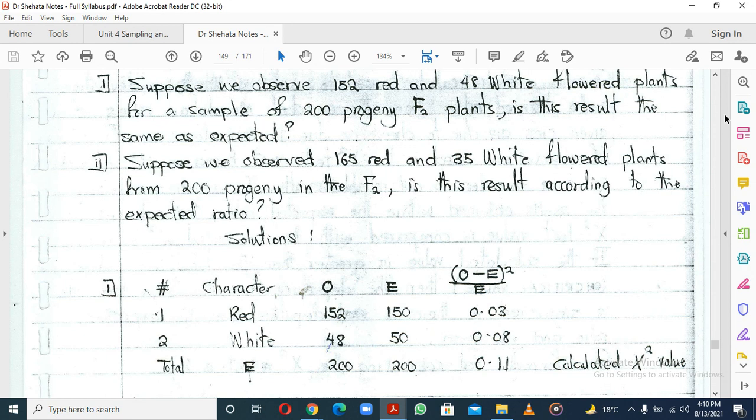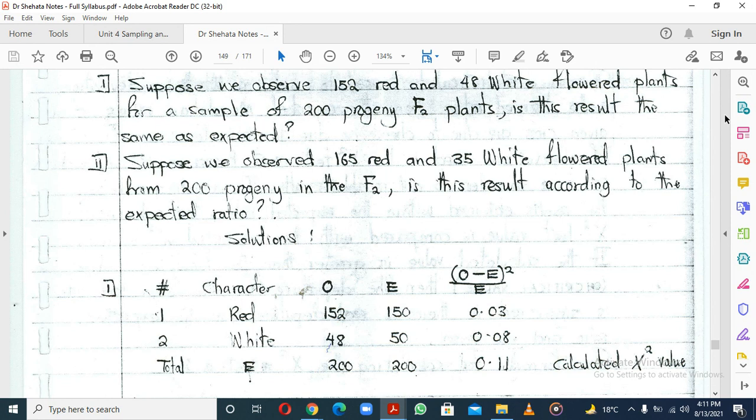Then we've got the observed values. So what are our observed values? I think you should do a lab on these things. Did you do a lab on this? Your lab manuals should actually have an experiment on these calculations anyway. So observed is 152 red, 48 white, then the total is 200, right? Great.